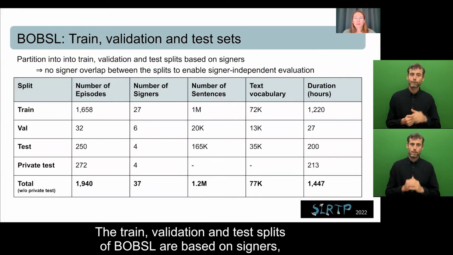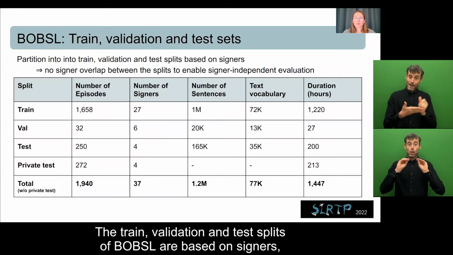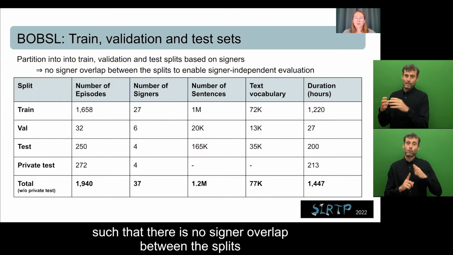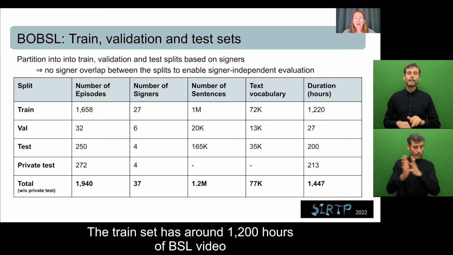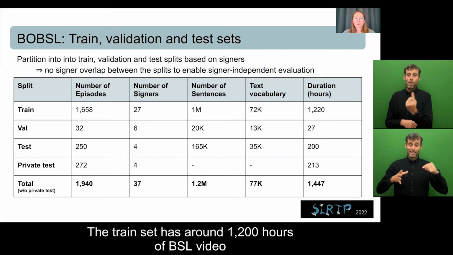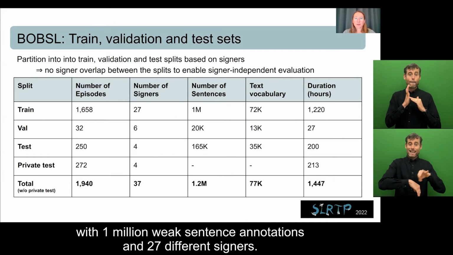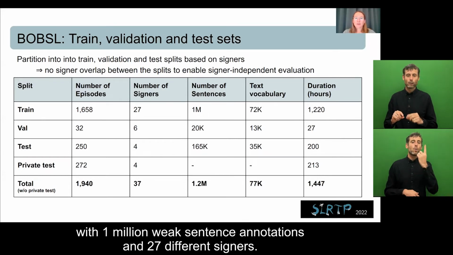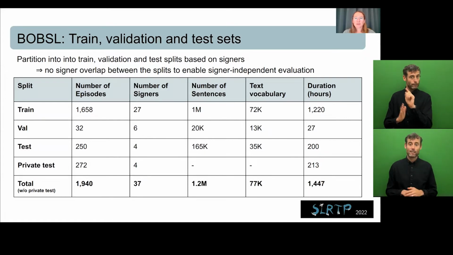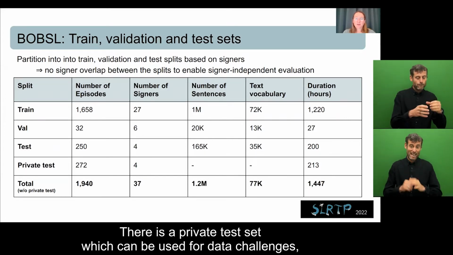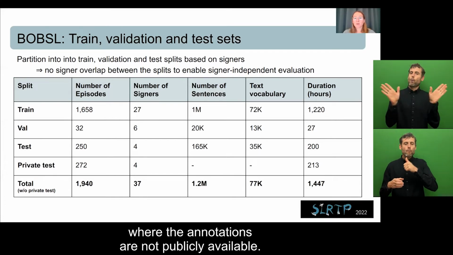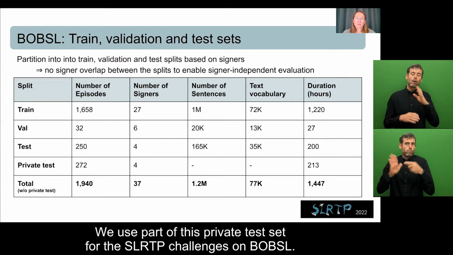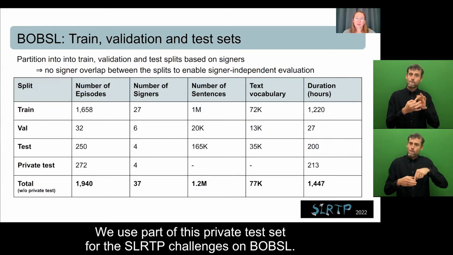The train, validation, and test splits of BobSL are based on signers, such that there is no signer overlap between the splits to allow for signer-independent evaluation. The train set has around 1,200 hours of BSL video with 1 million weak sentence annotations and 27 different signers. There is a private test set which can be used for data challenges where the annotations are not publicly available. We use part of this private test set for the SLRTP challenges on BobSL.